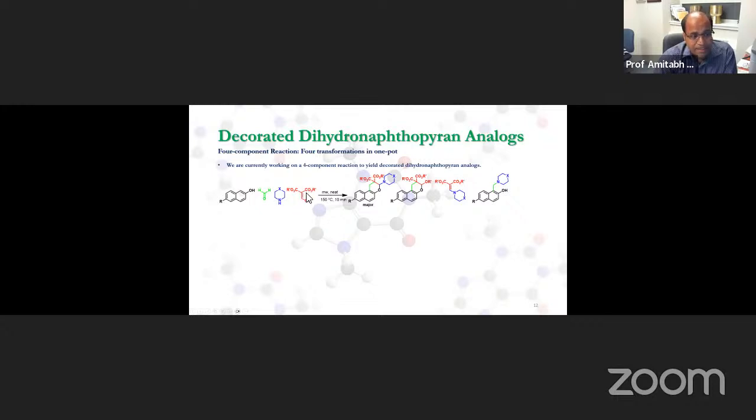Now, if you pay attention to the structure of this alkene, on one side of the alkene, there are 2 electron withdrawing ester groups, and on the other side, it's a vinyl ether, and vinyl ether makes the alkene double bond electron rich, whereas the esters make it electron poor. So these types of alkenes are called push-pull alkenes.